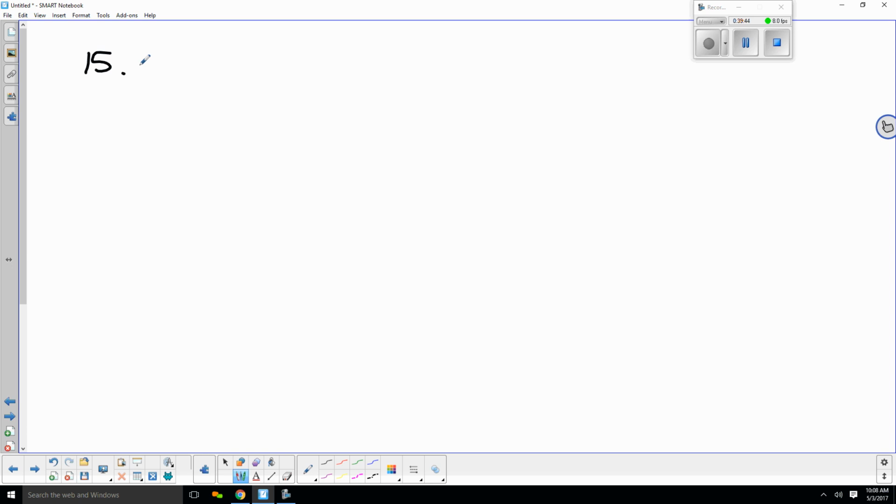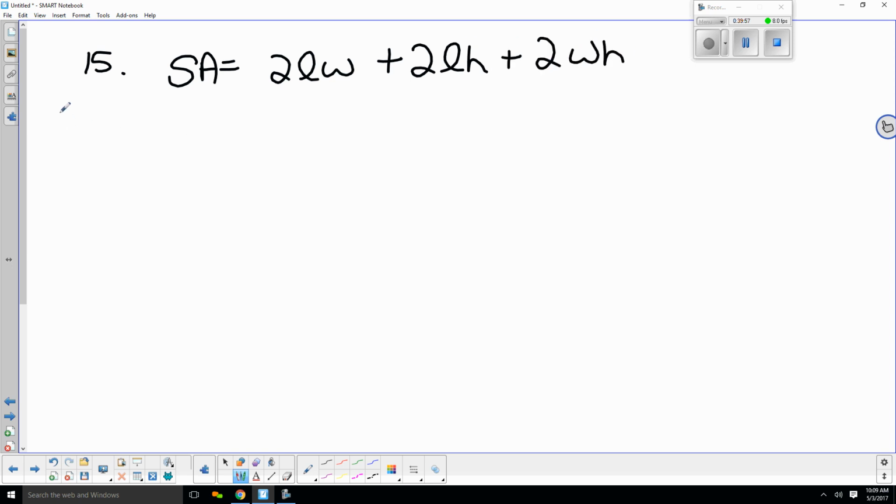15, the measurements of a rectangular prism are shown. What's the total surface area? Again, you're going to plug in to your formula. Now, what I would do is I would go over here and identify what you're going to use. Does it matter what you use in either slot? No. So I'm just going to pick.